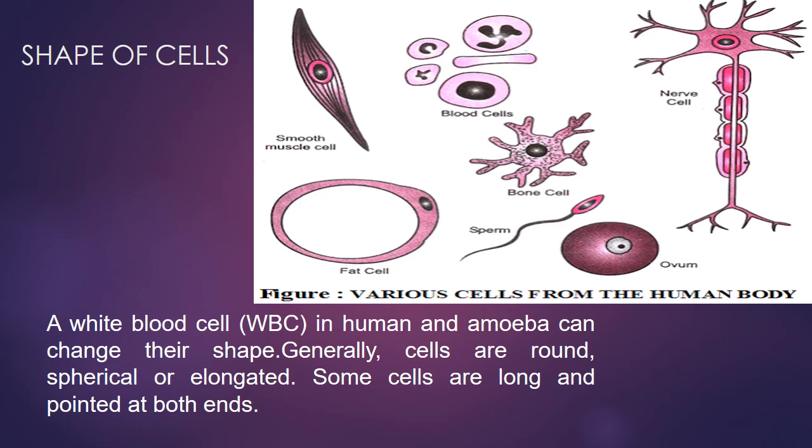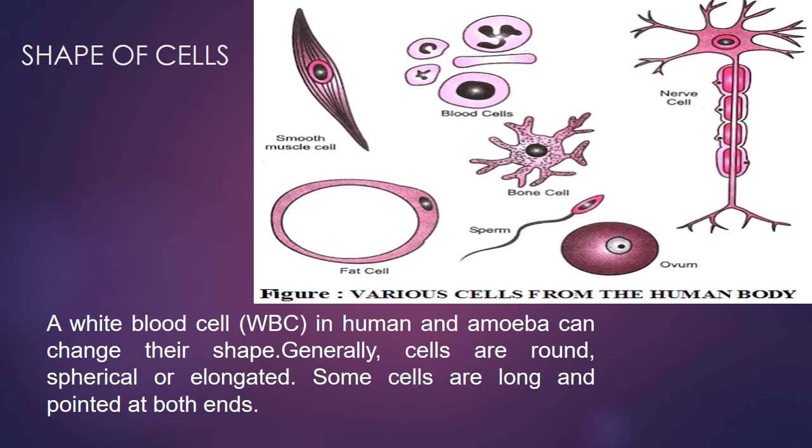There are some cells in the human body even which can change their shape, and one is WBC. The white blood cells have the capacity to change their shape, and generally the cells are round. As you can see, the RBCs are round generally. The cells may be elongated and may be spindle shaped even. The smooth muscle cells are spindle shaped. Spindle shaped cells means they are broader in the center and narrow at the ends.